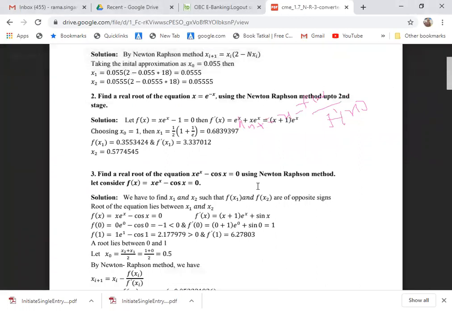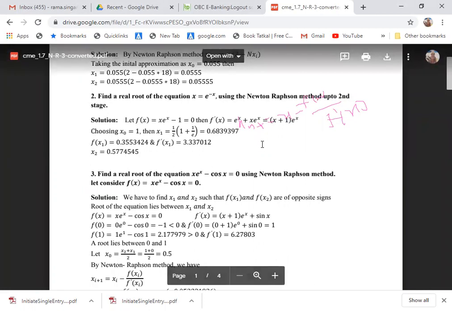And then we need to choose x0. Always you can choose x0 by knowing the location, that means the interval, where the root of the equation exactly lies. We have already discussed in the regula falsi method how to choose the interval where the root of the equation lies. So after checking that, within the interval you can take the initial point x0 as any point, and then we will start finding our iterations.